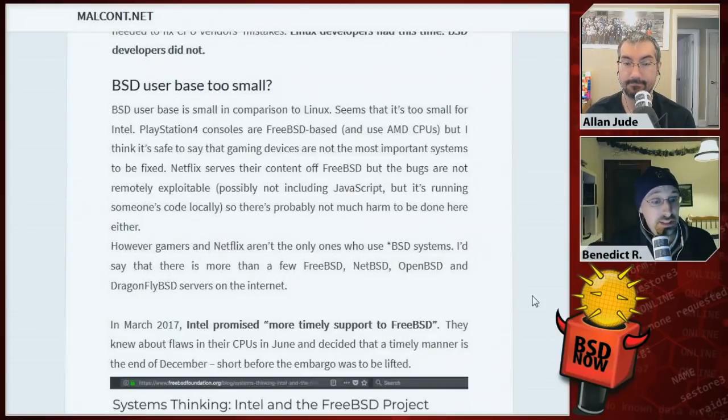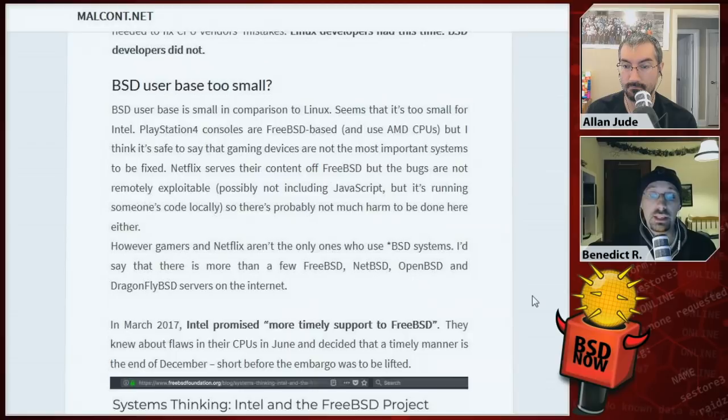"BSD user base too small? BSD user base is small in comparison to Linux. Seems that it's too small for Intel. PlayStation 4 consoles are FreeBSD based, as we covered in the show, of course, and use AMD CPUs, but I think it's safe to say that gaming devices are not the most important systems to be fixed. Netflix serves its content from FreeBSD, but the bugs are not remotely exploitable, possibly not including JavaScript, but it's running someone's code locally. So there's probably not much harm to be done here either."